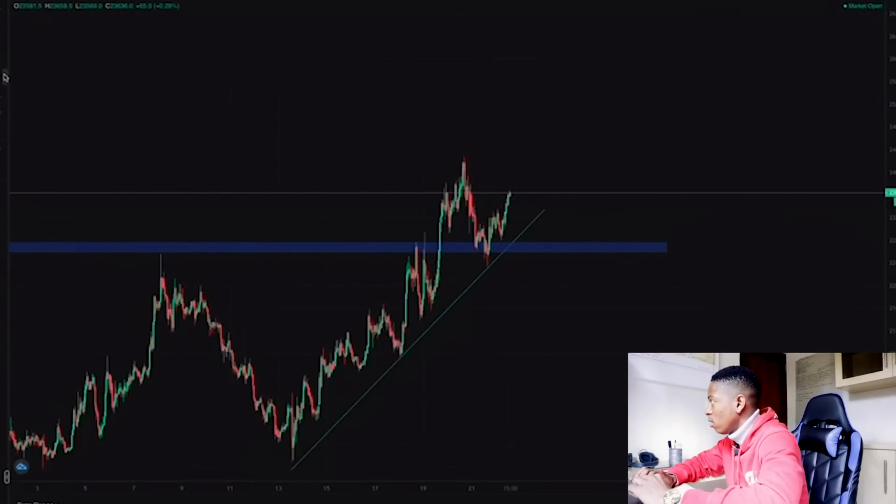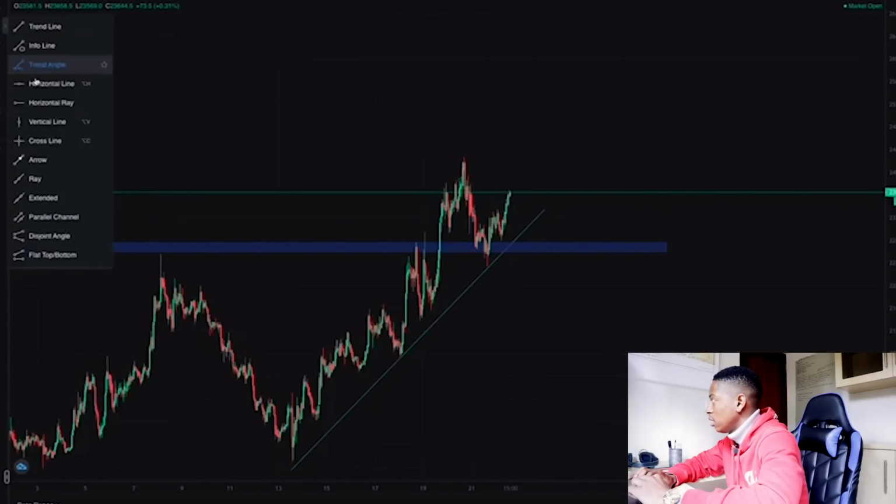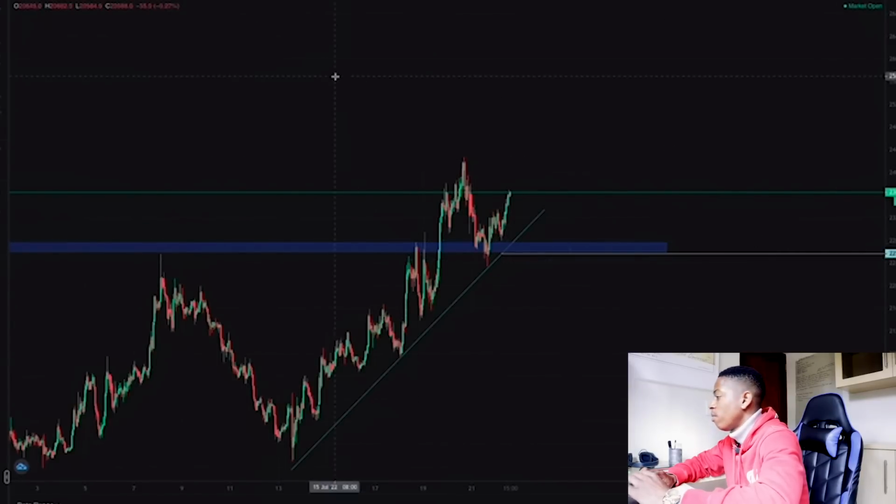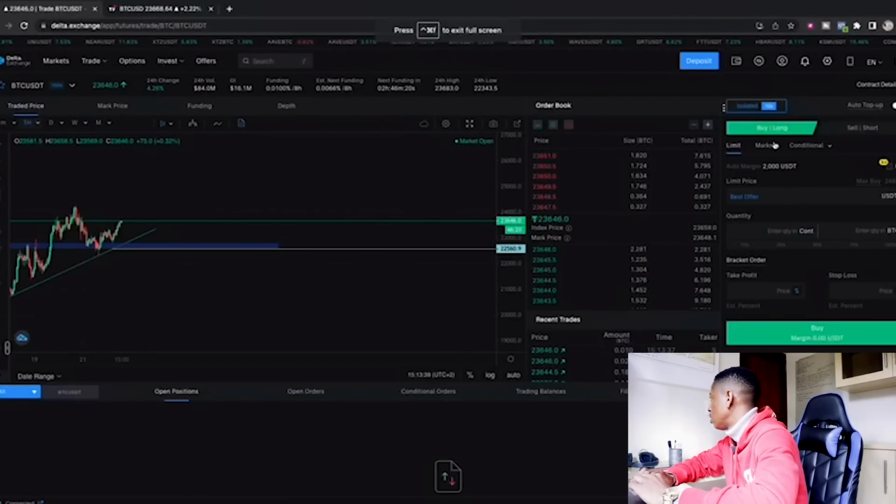So let me just put this horizontal ray to protect my stop losses. Right here, horizontal to protect my stop loss. I don't want it to be anywhere below 22,560. Okay, perfect. So let me just go back into my platform.